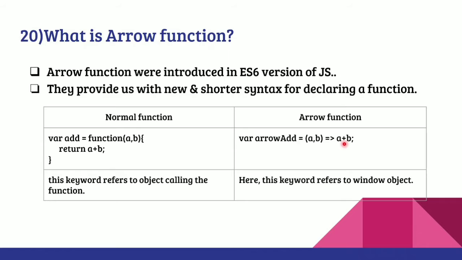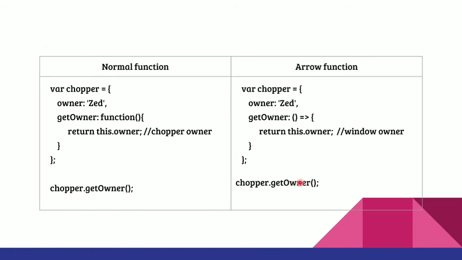After this, we will tell an interviewer that in the normal function, this refers to the object calling the function. So if this keyword is defined inside an object, this will point towards that object. But if we talk about the arrow function, then this will point towards the window object always. Let's see example for this.